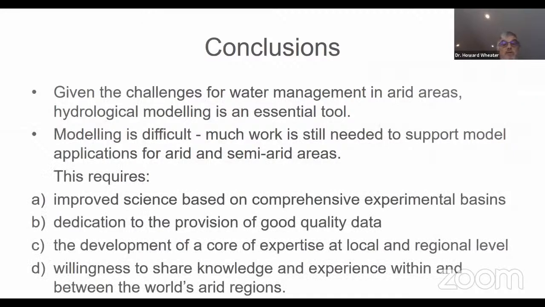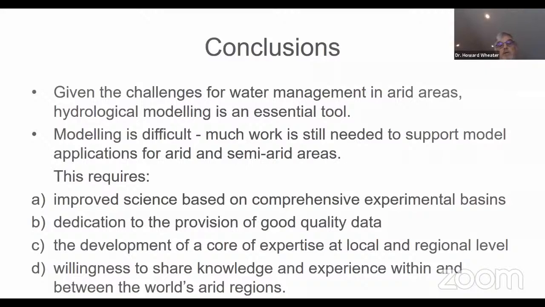So we need, first of all, improved science, and that has to come from comprehensive studies on experimental basins. So I've shown you a really important study from Saudi Arabia in the 1980s. The sad thing about that study was that the basins were stopped at the end of the 5-year period. We really need detailed monitoring at an intensive level, operating for years and decades. And as I said, the only basin that's done that for arid areas is a small basin in Arizona, Walnut Gulch.